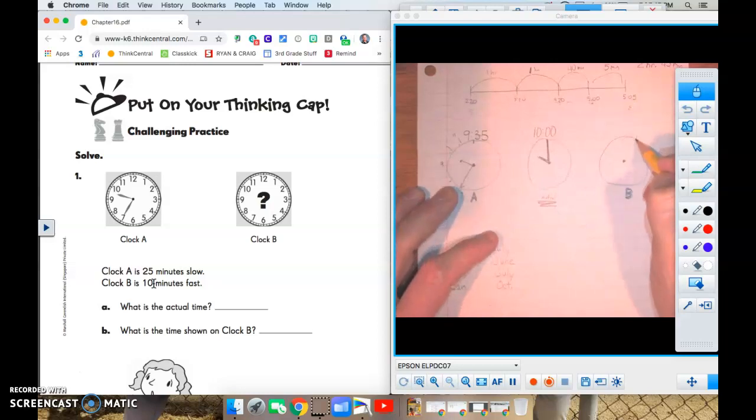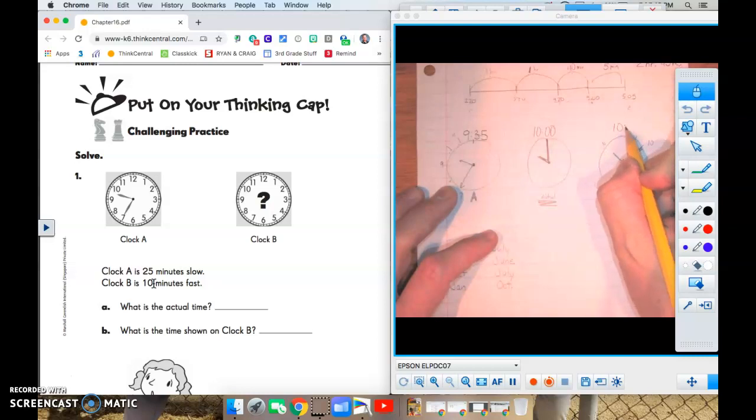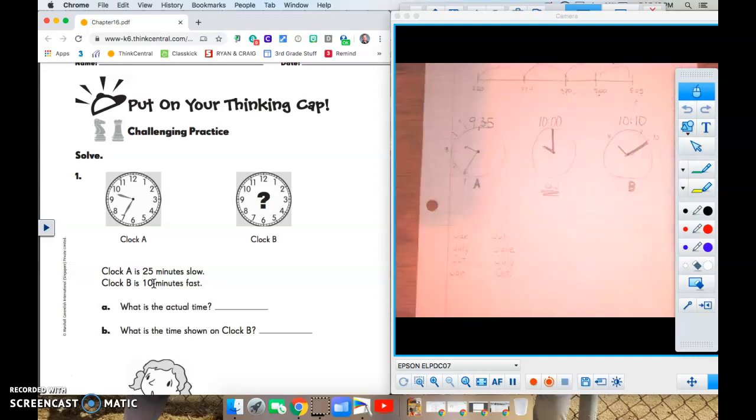So I'm going to go, there's 5, 10 right there with the minute hand. So the minute hand is going to be pointing at the 10, and the hour hand is going to be just a pinch past the 10. Okay, so it is now going to be real time, or clock B time, 10:10.